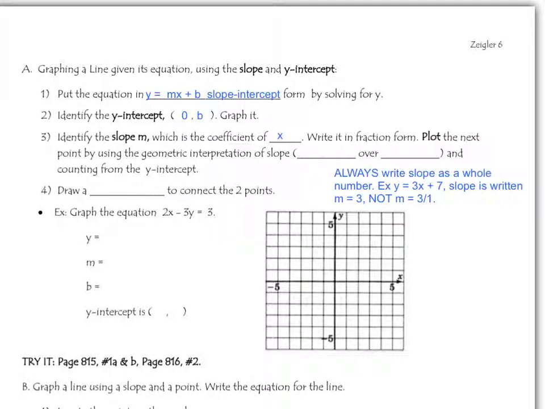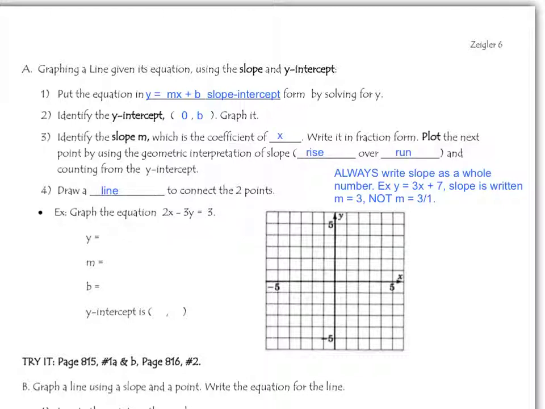But when you're plotting your line, you need your slope in fraction form so that you know what your rise over run is. So you plot the next point. After you've plotted your first point on the y-axis, you use the slope to go rise over run, and then you find your next point that way. And then after you have your 2 points, you can draw a line through them to connect the points.